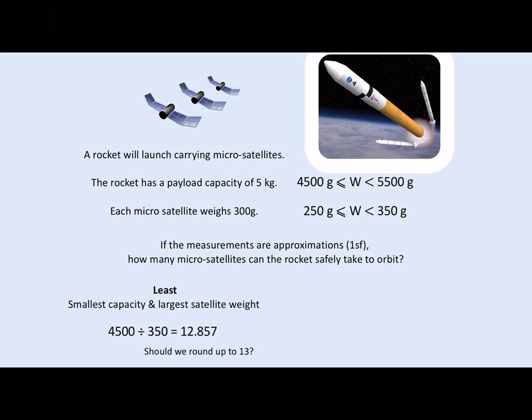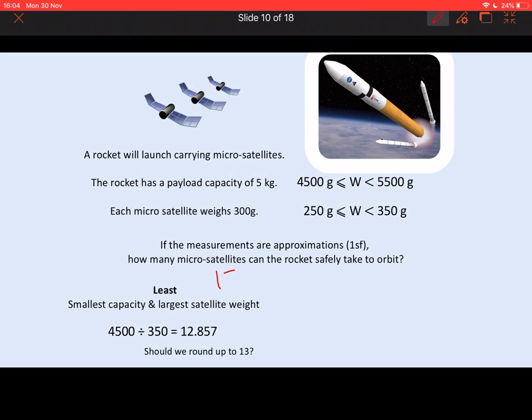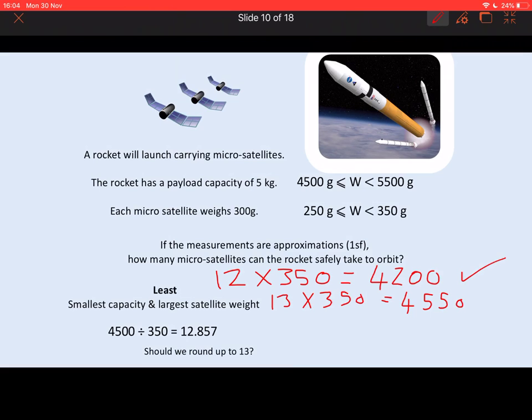Now, the situation is, do I round up or down? I'm going to round down here. The reason I'm rounding down is if you were to do 12 lots of 350, you end up with 4,200, and that's allowed. However, if you do 13 times 350, that's going to get you 4,550, and that exceeds the weight, so we can't use that. So the safest amount that we can use is 12. Anything up to 12.857 is fine, but you're not going to use 0.857 of a satellite. If you want the most, same approach: you do the largest capacity, and you divide that by the smallest weight of the satellite, so you get that answer there.